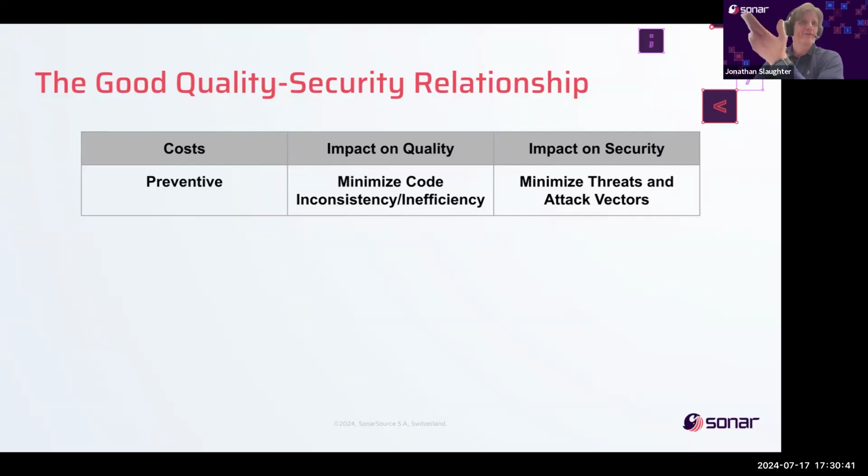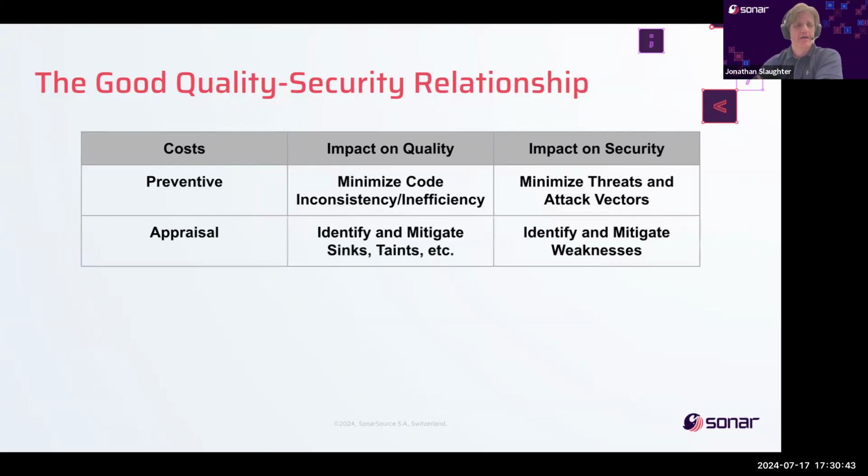And again, it kind of goes back to inverting what we talked about. Appraisal and the impact on quality: this is identify, mitigate sinks, taints, things along those lines that we would often see in the software quality world. Whereas the impact on security is it identifies and mitigates weaknesses. Now, weaknesses aren't the same as vulnerabilities. Weaknesses are, I'm tapping on that door perhaps, and I think I could possibly go in there. That's a potential thing that we need to look at.